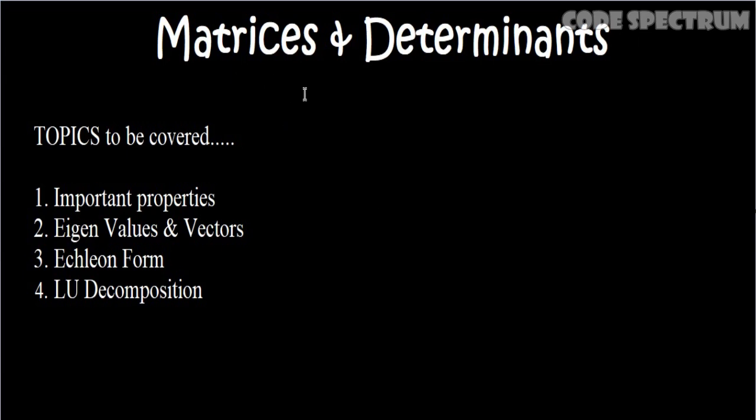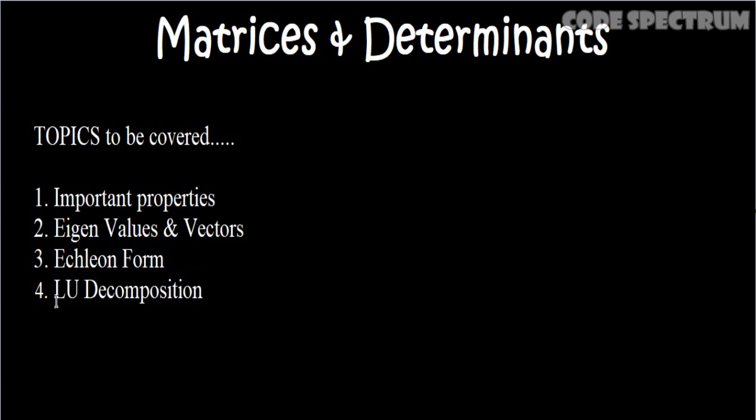Let's talk about matrices and determinants now. We need to cover all these 4 topics in our course. First is the important properties of matrices and determinants. And then we will talk about the eigenvalues and vectors, and we will try to figure out the vectors and values simultaneously. And then we'll talk about how to create or form the Echelon form by using the augmented matrices.